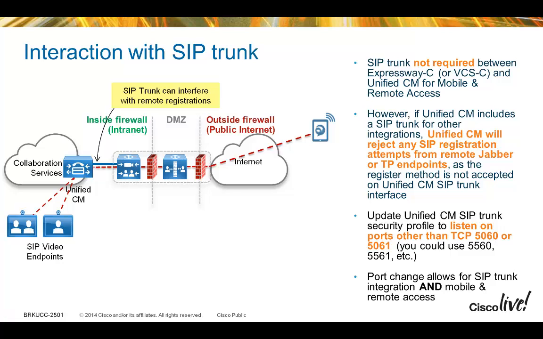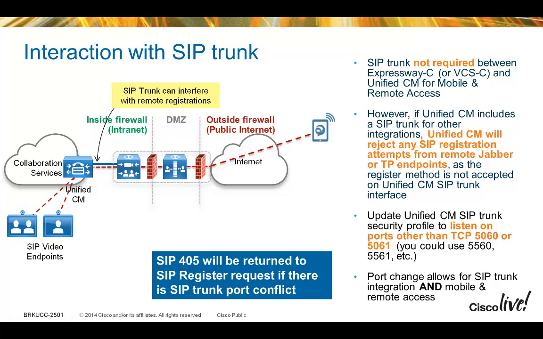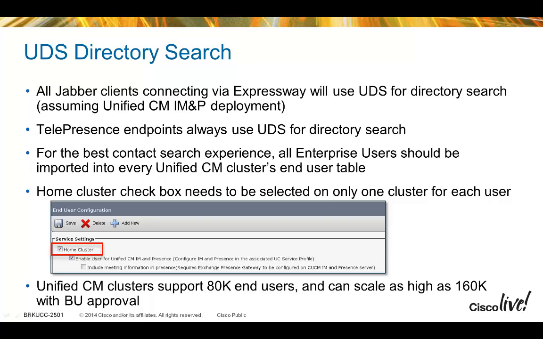So there will be a conflict if you try to do a trunk and MRA on the same port. I think you get back a 405. And typically the Expressway will alarm that, but if it doesn't, make sure, refer back to that slide.